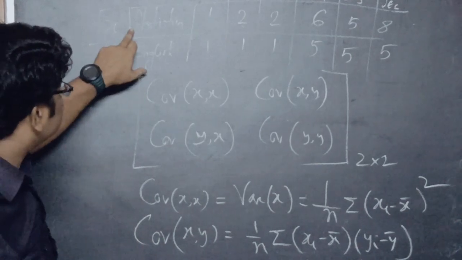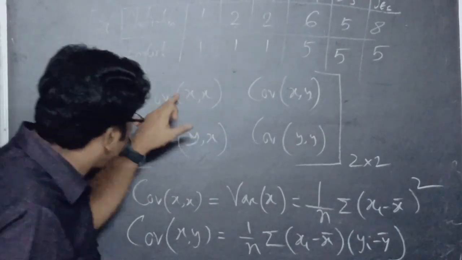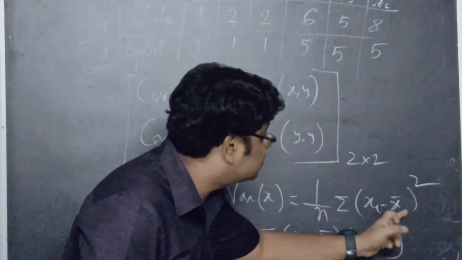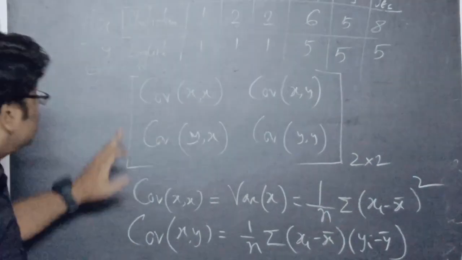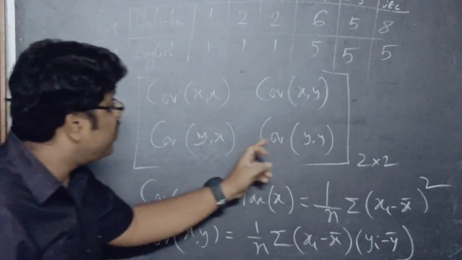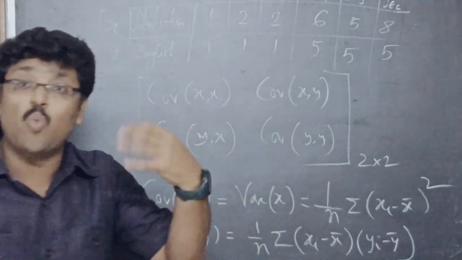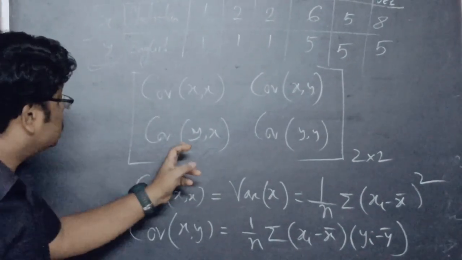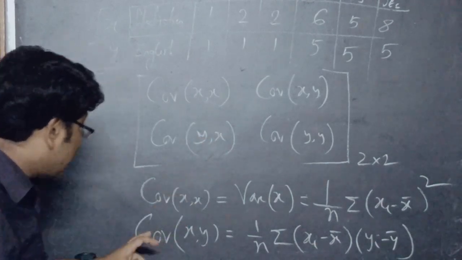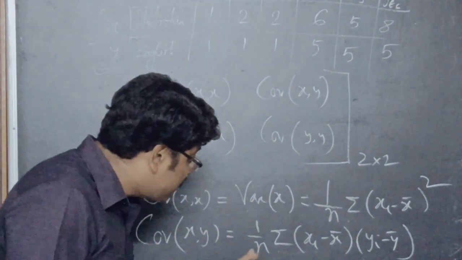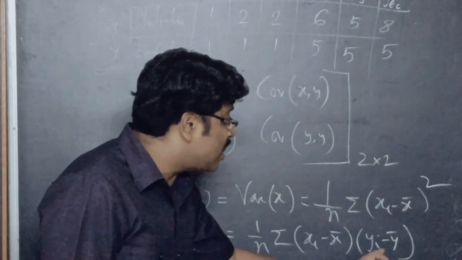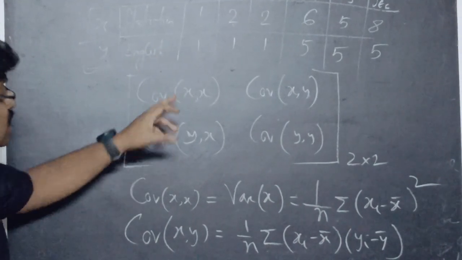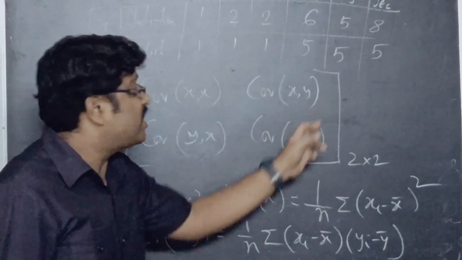Covariance XX means nothing but the variance, and the formula is 1 by n summation of (xi minus x bar) whole square, where x bar is the mean. In the same way, you can find the covariance of YY, that is the variance of Y. Covariance XY and covariance YX are the same thing, because there is just an interchange of place. For covariance XY, the formula is 1 by n summation of (xi minus x bar)(yi minus y bar). By using these formulas, we are going to find the values of this matrix.